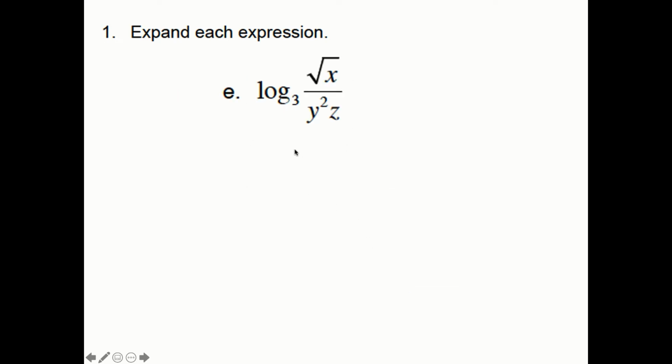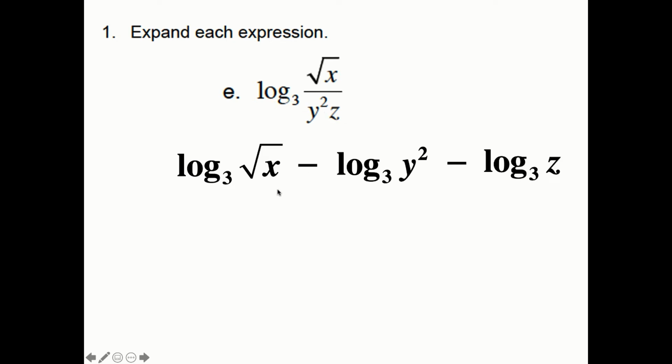Lots going on in this one. So we have log base 3 with the square root of x. And then these are on the bottom, so it's minus log base 3 of y squared. Z is on the bottom, so minus log base 3 of z. If you recall, the square root of x has an exponent of 1/2. So this is actually x to the 1/2.